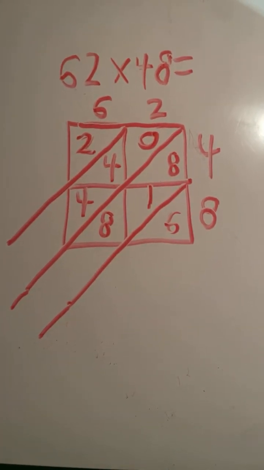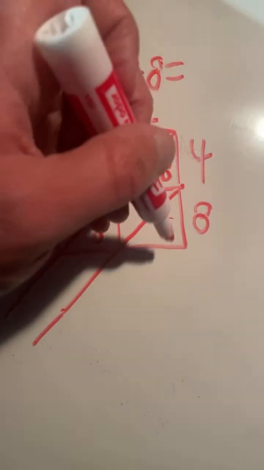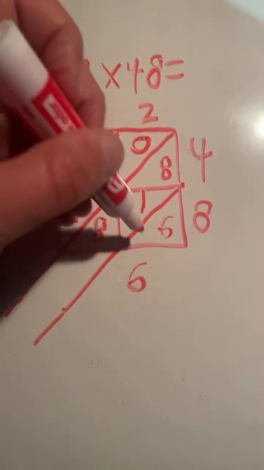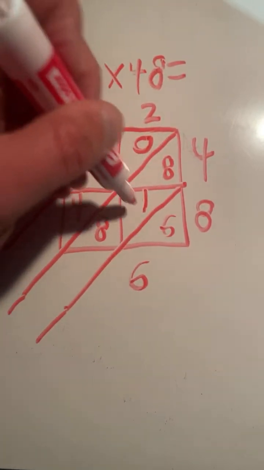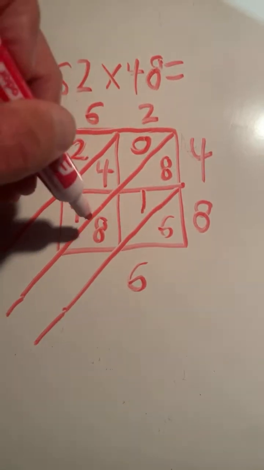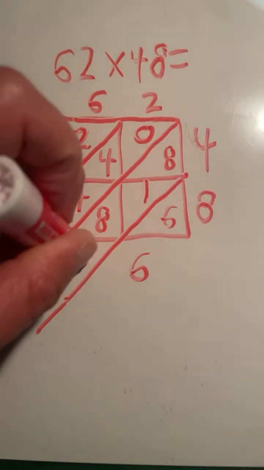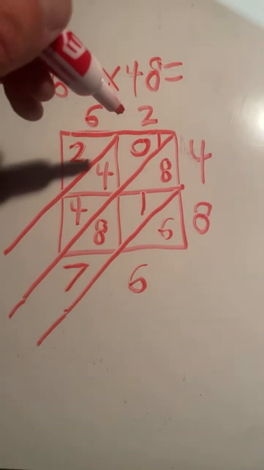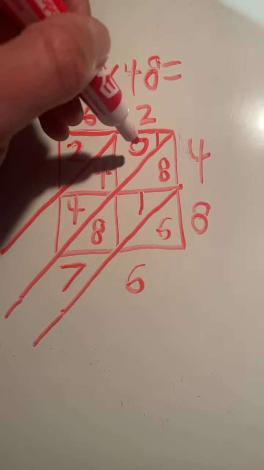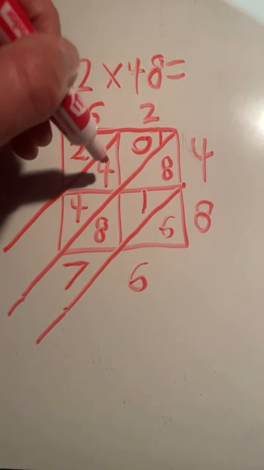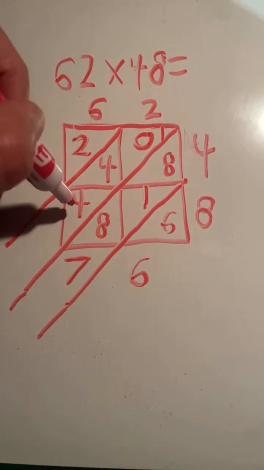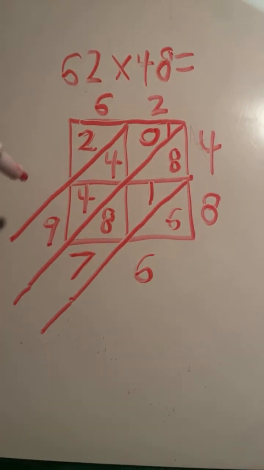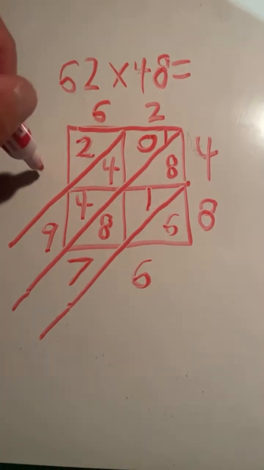And now all that's left to do is add. Along this diagonal line, we just have 6. Next, we're going to add the numbers that are in between these two diagonal lines. 8 plus 1 equals 9, plus 8 equals 17. 7, carry the 1. 1 plus 0 equals 1, plus 4 equals 5, plus 4 equals 9. And the number along this diagonal line is 2.